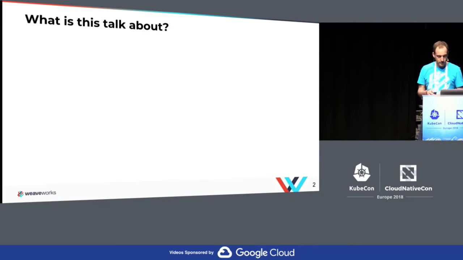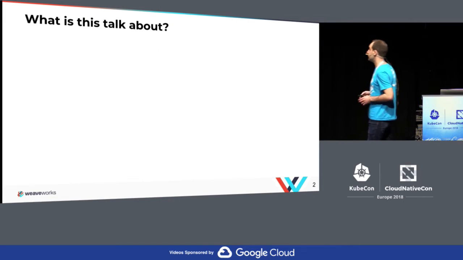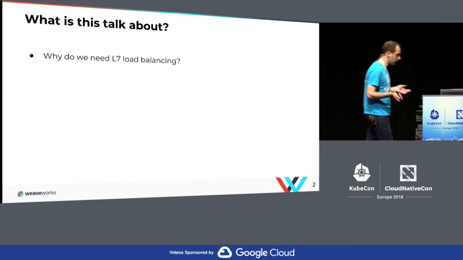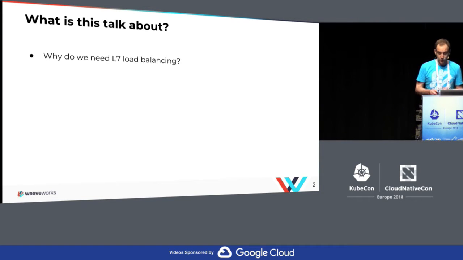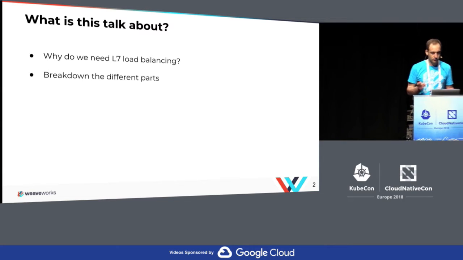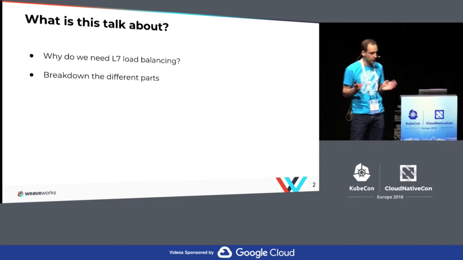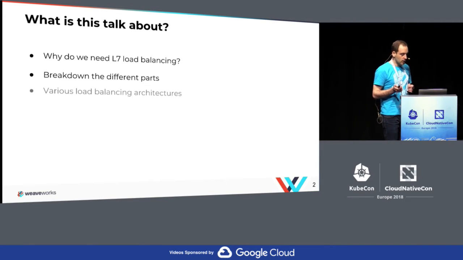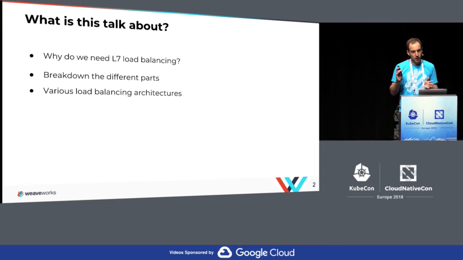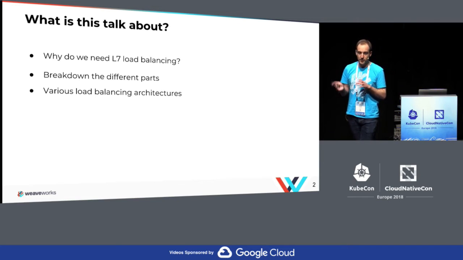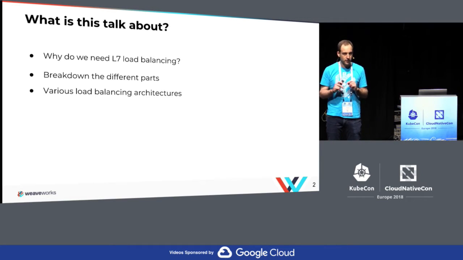So let's talk about load balancing. First, what is this talk going to be about? Why do we need layer 7 load balancing especially? We'll break down the different parts of what composes load balancing. We'll look at different architectures, how to implement that within your cluster. And I have to say, in the context of this talk, load balancing is not about ingress, it's about the traffic within your cluster.